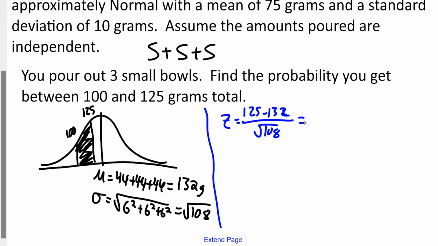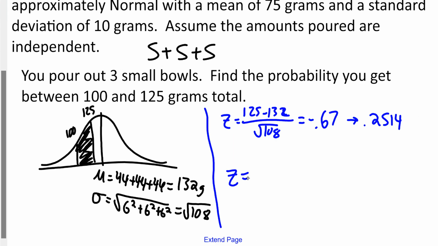I got negative 0.67, which gives me on the table a probability of 0.2514 to the left. Now I want everything to the left of that, but I don't want to the left of 100, so I'm going to subtract everything to the left of 100.